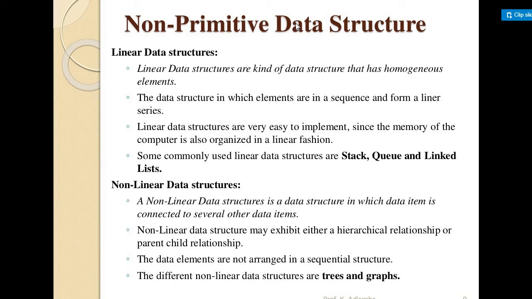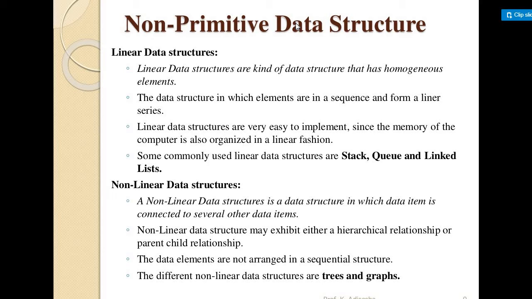Non-primitive data structure: linear data structure. A linear data structure is a kind of data structure which has homogeneous elements, in which elements are in sequence and form a linear series. Linear data structures are very easy to implement since the memory of the computer is also organized in a linear fashion. Some commonly used linear data structures are array, stack, queue, linked list, etc.